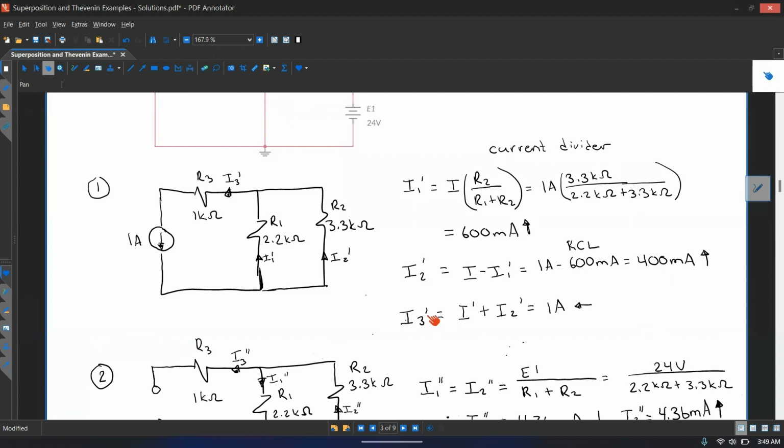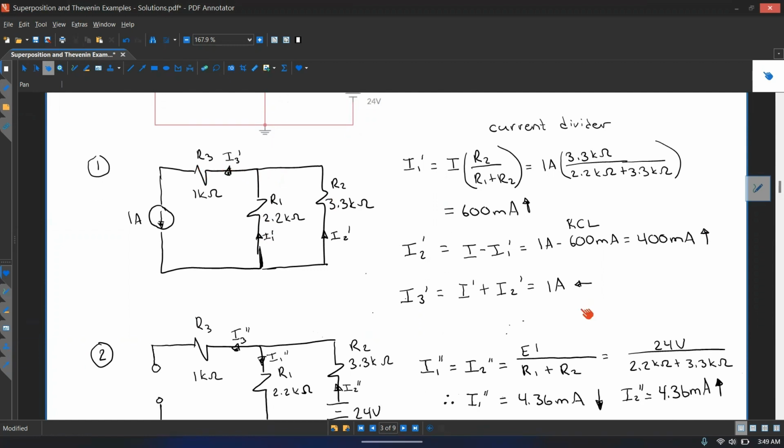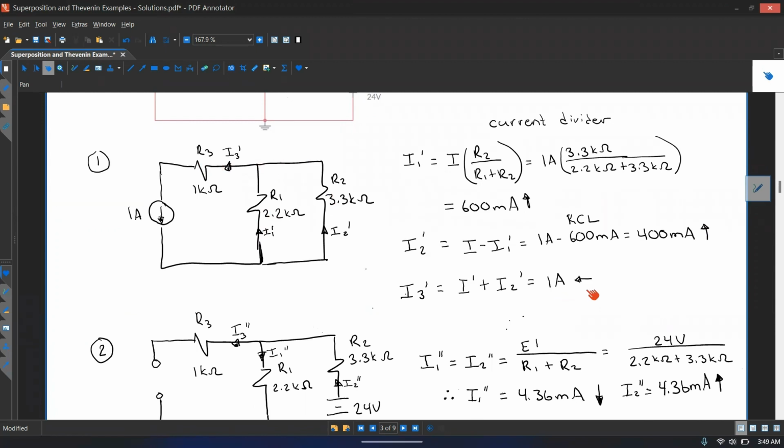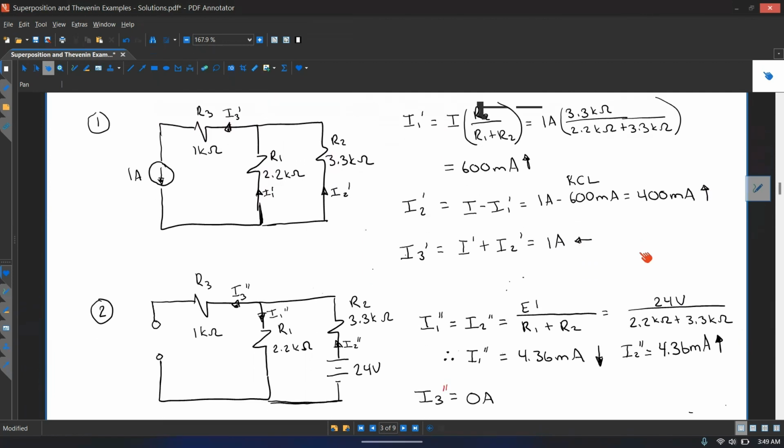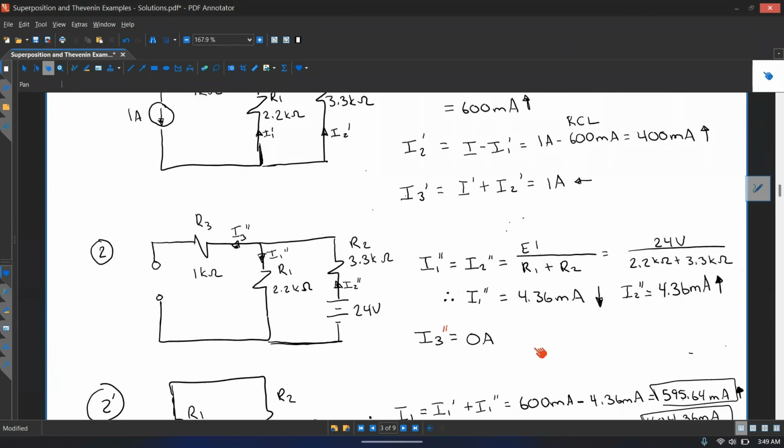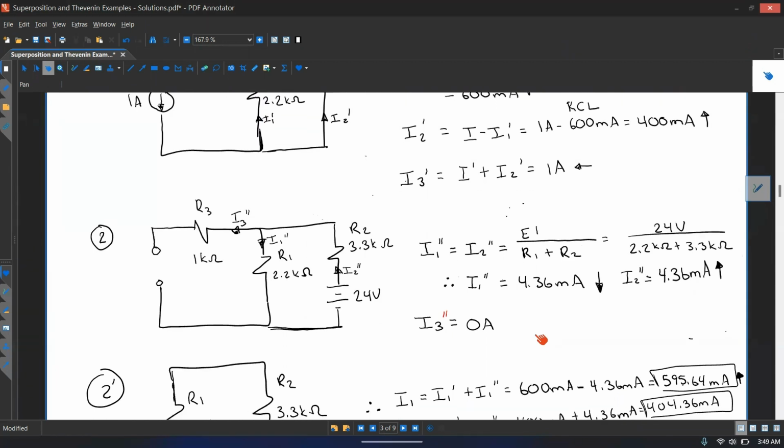I3 prime, both branch currents are going to meet back up at this junction point right here and flow in this direction. So therefore, I have 1 amp flowing in the left direction. All right, so that's it for the current source. So now let's look at the voltage source.